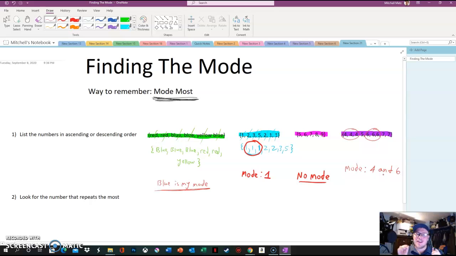I hope this helped you understand how to find the mode. Again, remember the saying mode most, and hopefully it's going to help you remember this concept. This is a measure of center, just another way to find where the center of data may be. And I hope this helped you out.